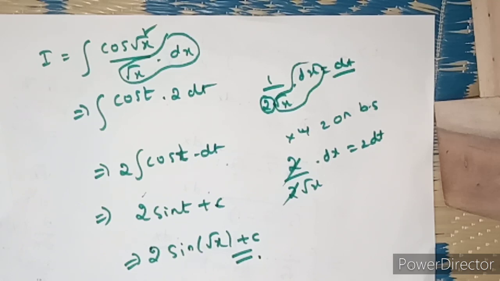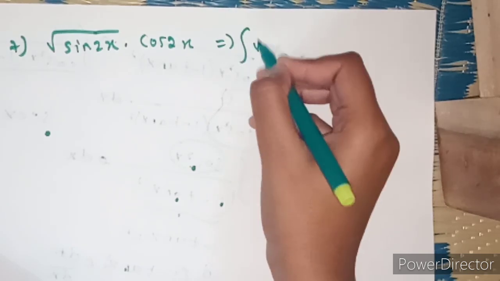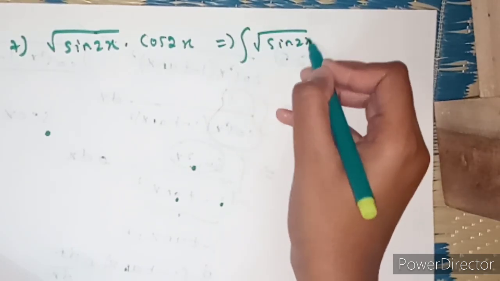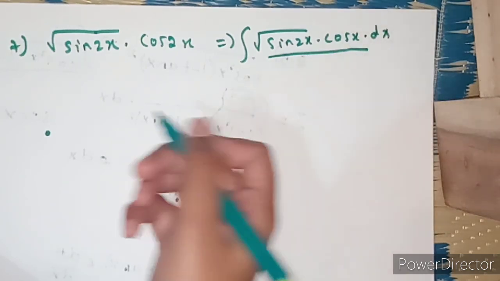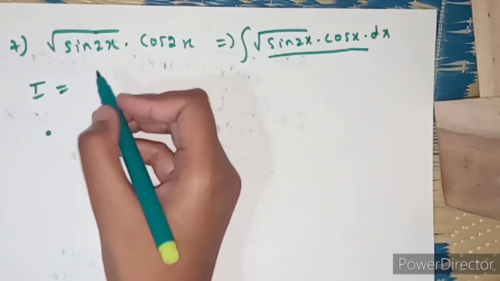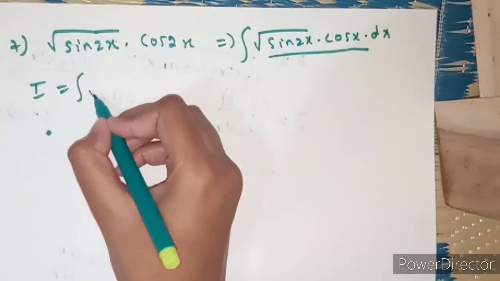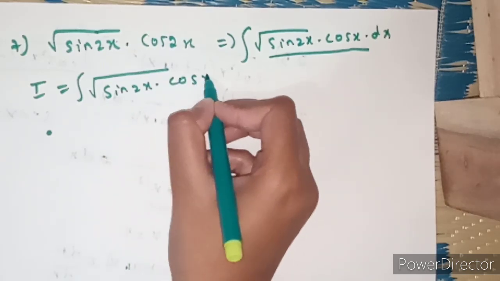Let's move on to the 27th question. So here is the 27th question: square root of sin 2x into cos 2x. First take integral of square root of sin 2x into cos 2x dx. Let us take this integral as I is equals to integral of square root of sin 2x cos 2x into dx.